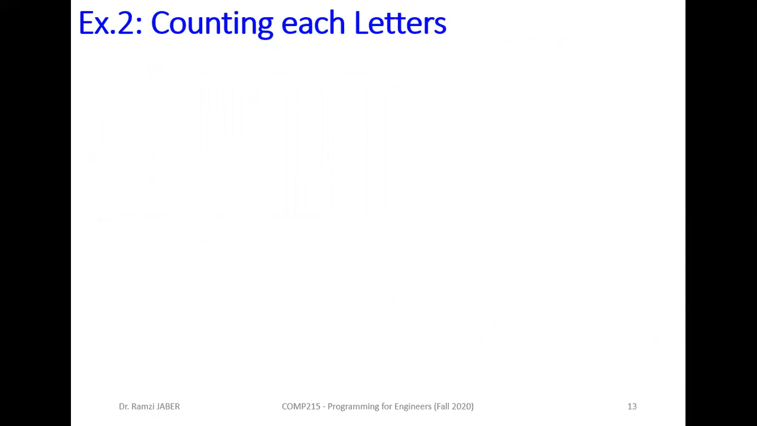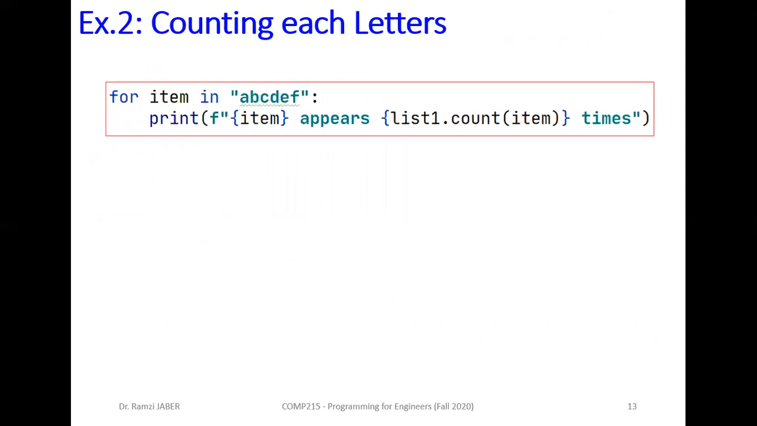Good. The hard question here: how to remove the duplicate letters. Before removing the duplicate letters, we want to count each letter. So this code will count each letter. For item in A, B, C, D, E, F, print f between quotation marks, item. Here item will be A, then B, then C, then D, then E, then F. So item will be A to F.